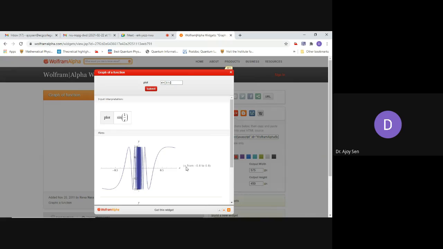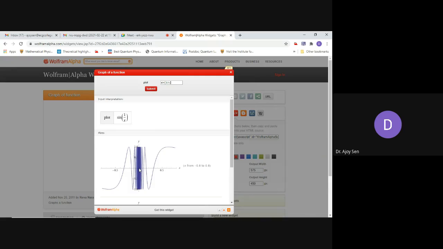In another way, you can put a limit or a value. The range of x here is from minus 0.8 to 0.8. Actually you can specify the range of x here. So if you zoom more and more, that means you specify a very small range of x, you can still see that this sine 1 by x is oscillating, and oscillating more and more as x goes to the origin.